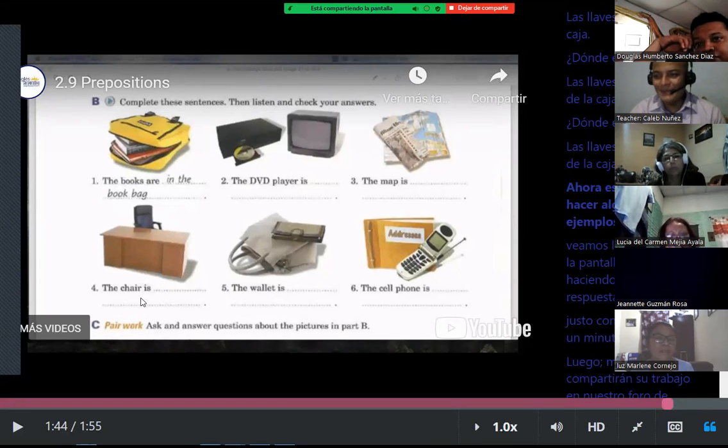The chair is behind the desk. The chair is behind the desk. The wallet is on the purse. The wallet is on the purse. On the purse. The cell phone is in front of the address book.